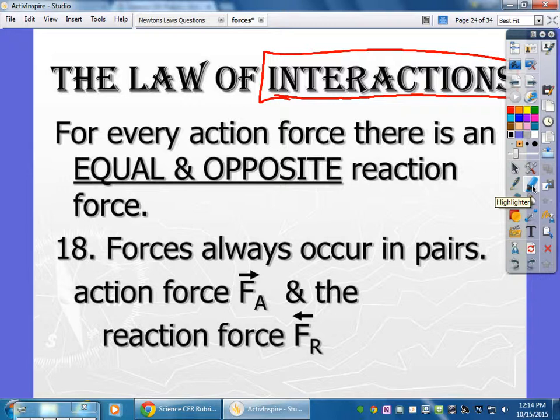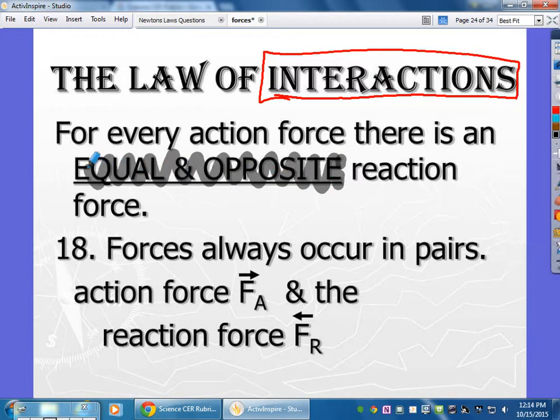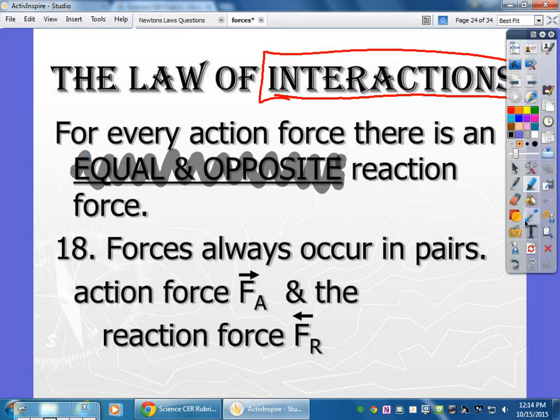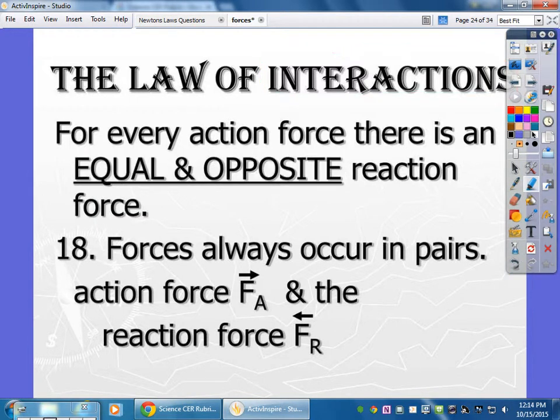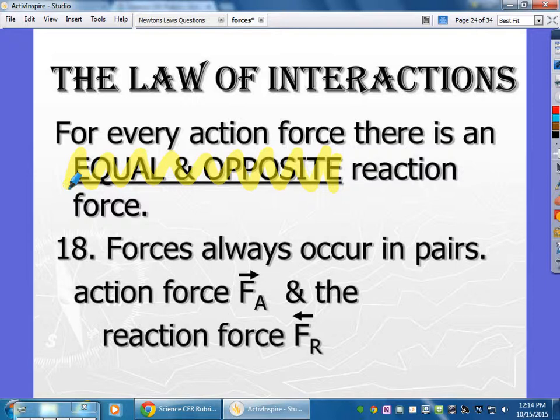This is probably one of the most commonly misquoted of Newton's laws, because I know you've probably heard before, for every action there is a reaction, right? And a lot of times they hear it like, if you smack me, I smack you back. For every action, there's a reaction, right? Well, they misquote that, and they leave out the most important part, the part that we've capitalized and underlined. Let's highlight it in a nice, pretty yellow. Those are the most important 2 words in this sentence. For every action, there is an equal and opposite reaction force.